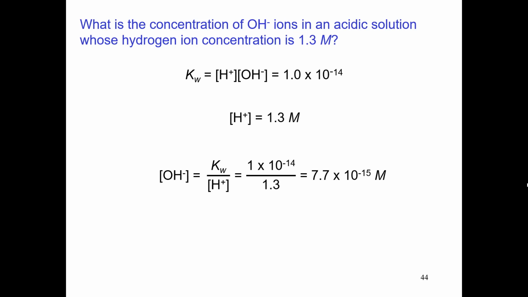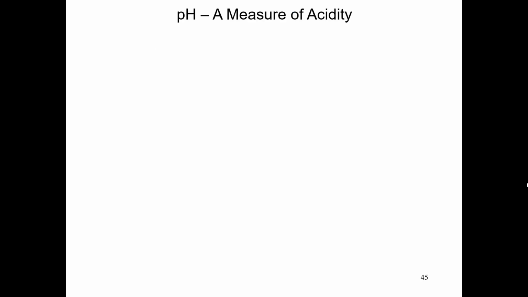Now, as you can see, measuring ranges of concentrations that go from 1 or 2 molar to 10 to the negative 14, 10 to the negative 15 molar would be very difficult. And so because of that, we've created a scale to measure the acidity of solutions. It's called the pH scale. This is our measure of acidity.